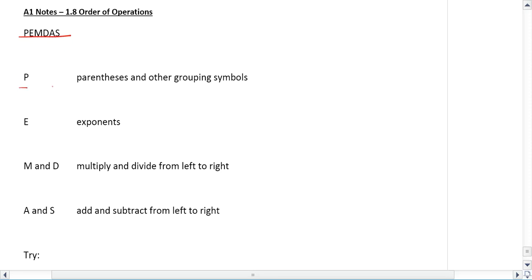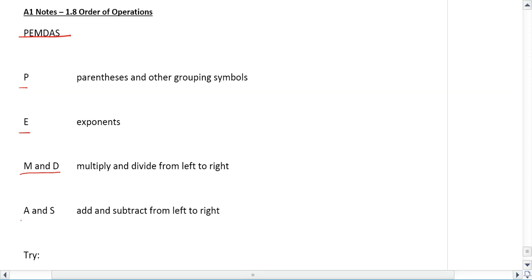The letter P stands for parentheses and other grouping symbols, because we could have brackets or other things in there. E is for exponents next. And then this is a little deceiving. M and D, it doesn't necessarily mean that multiplication comes first. It doesn't matter. You multiply and divide in the order that you come upon them from left to right.